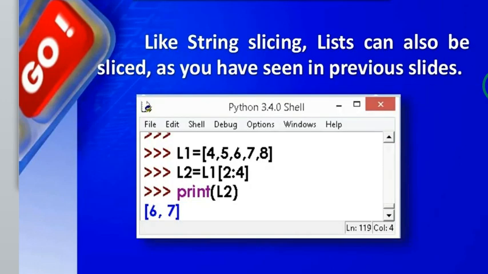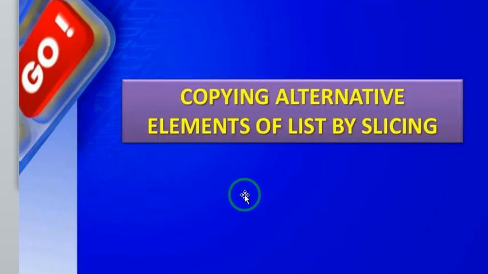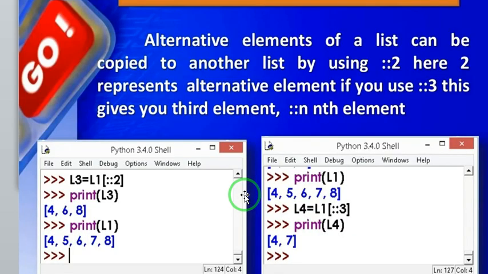Next is list slicing. So we discussed list slicing: 0, 1, 2, 3, 4. So 6, 7 is just getting printed, 4 is not included. Now, alternate elements of a list can be copied to another list by using colon colon 2 here, and we can use colon colon 3 to get every third element. So this is how we're going to do that. So basically it takes the step size as 2 here, and it just copies it and gives us a new list.